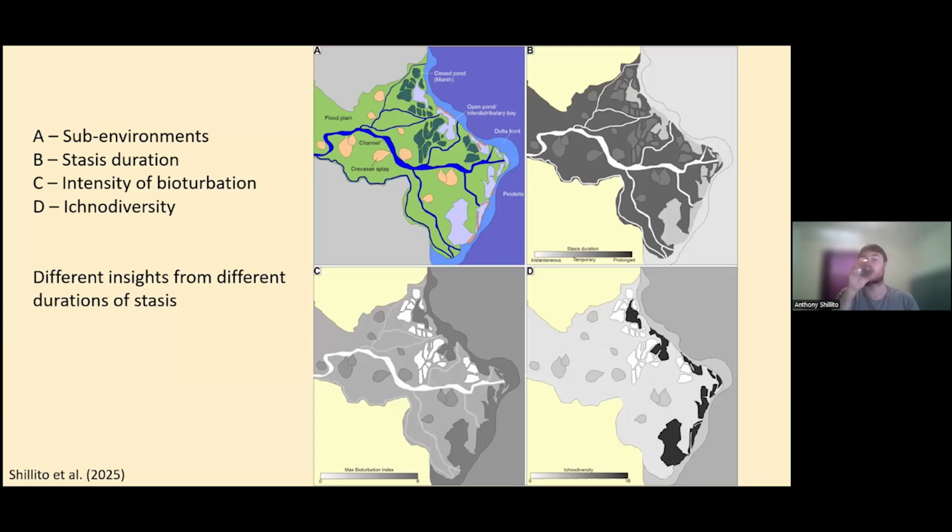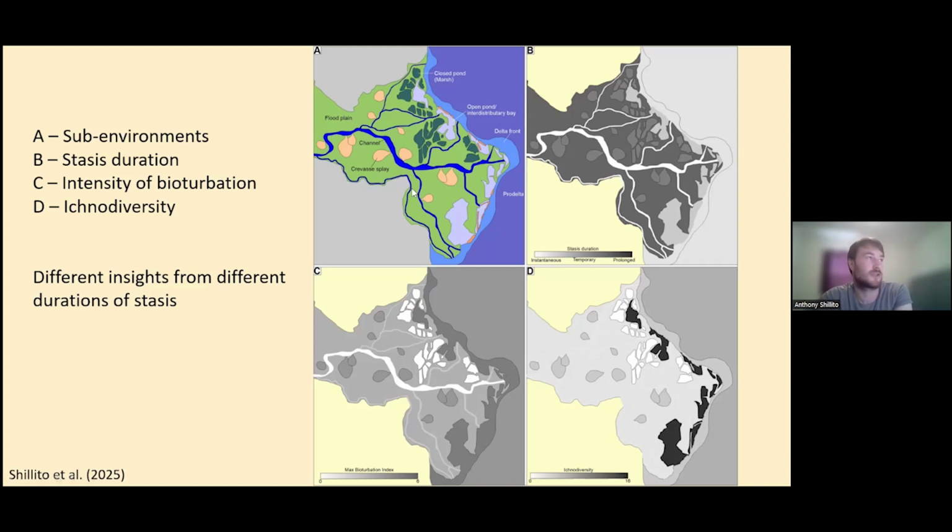But I'm going to put up this plot to show that actually we're not necessarily seeing direct correlation between either ichnodiversity or bioturbation intensity with duration of stasis. So just because we've got a longer period of time for traces to be formed doesn't mean that we're going to see more traces or a greater variety of traces. There are more factors at play, and it's not that straightforward.